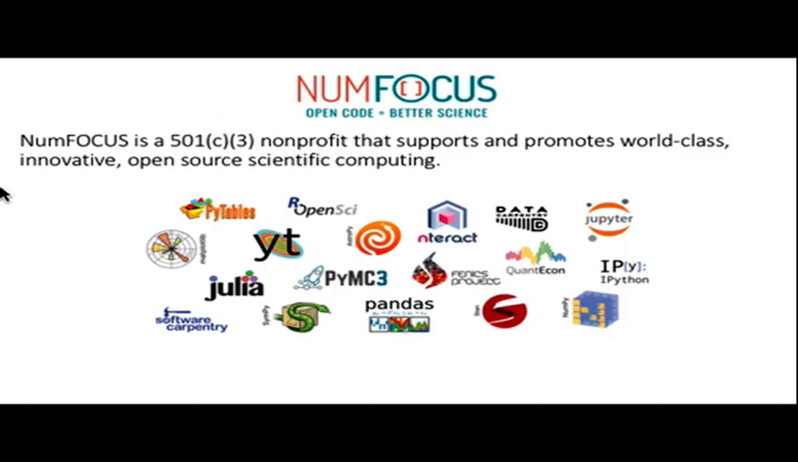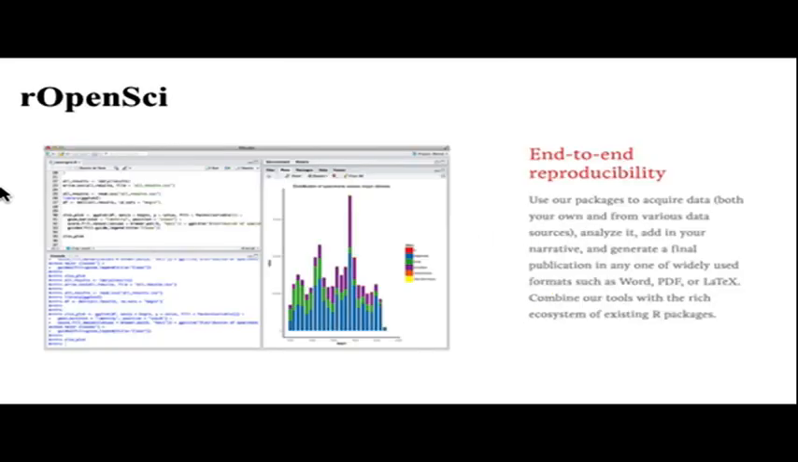So there's this group called NumFocus. It's a nonprofit. All these different logos are from some of the different coding and tool packages that they support. One of those is R OpenSci. It has libraries that have data already loaded. It has a kind of seamless way that you can say, here's the data I used, here's the code I used, here's the results that I got from it. So it's supposed to create an easy workflow for you to make your results easy to understand.